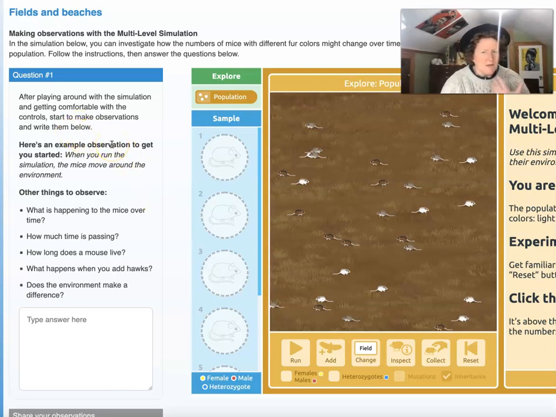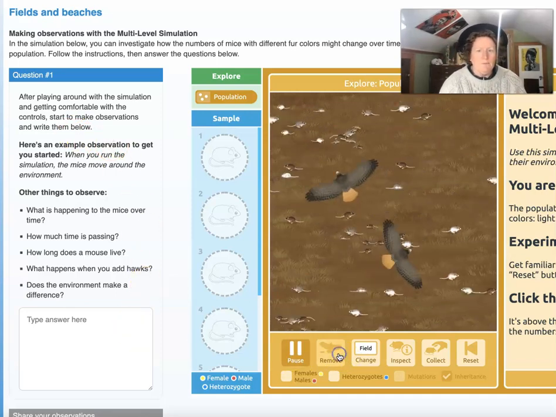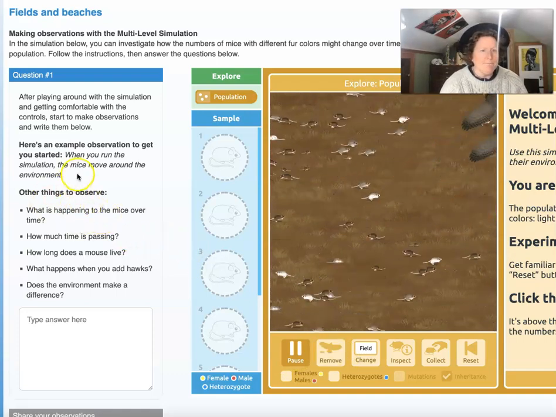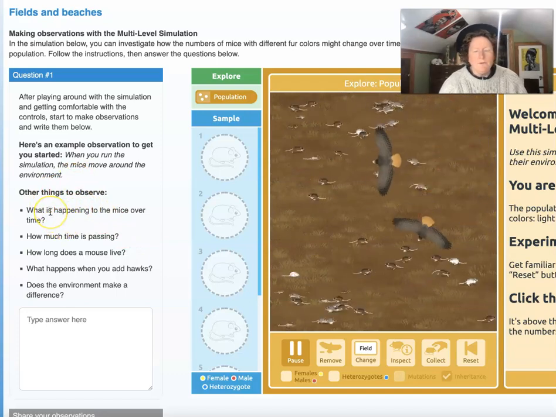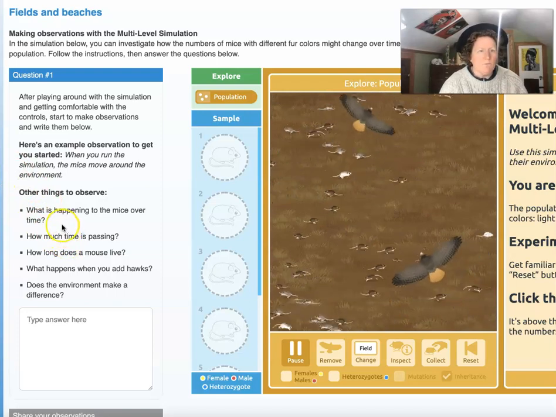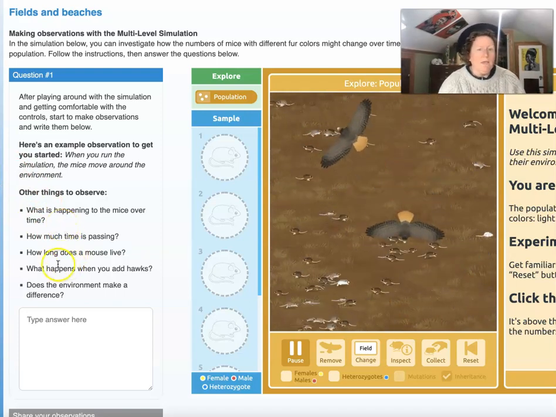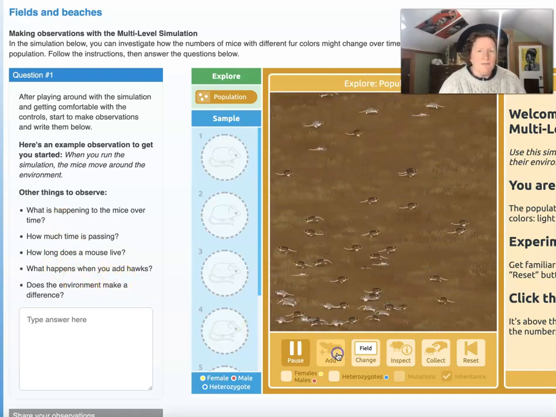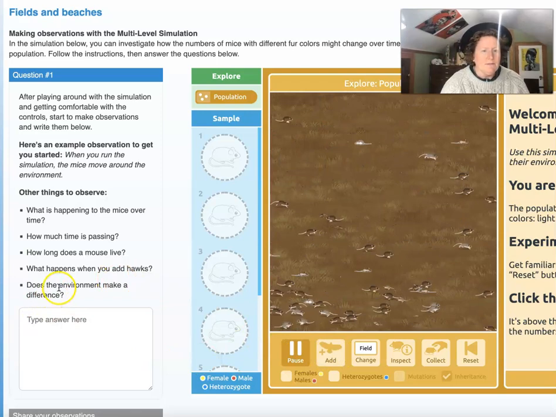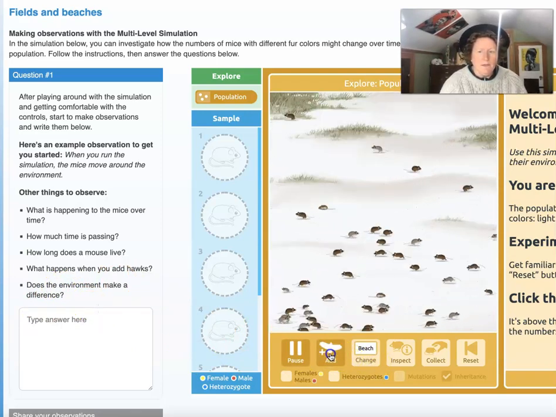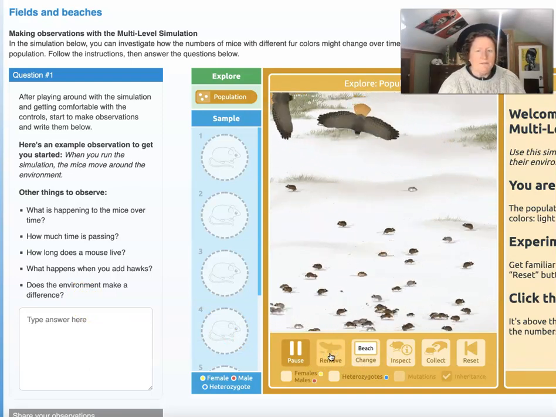Our job is to experiment with the model. Click Run. Maybe we want to add some hawks. And you can see what's happening here. Other things to observe while you're watching: How much time is passing? What's happening to the mice over time? How long does a mouse live? What happens when you add hawks or take them away? Does the environment make a difference? You can change the environment here. You can add the hawks back in and see what happens.